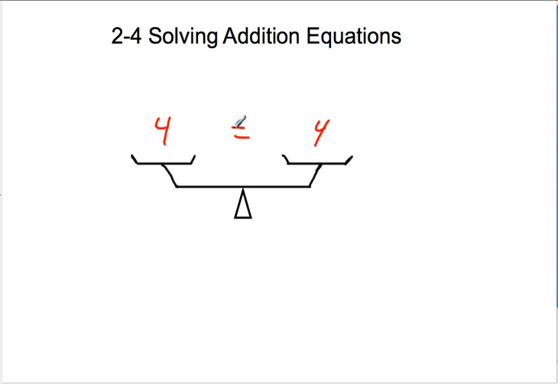Now I have this little picture here below it because I want you to think of an equation as a pan balance or something being in balance. Okay, so right now a 4 is equal to a 4. These things are in balance.